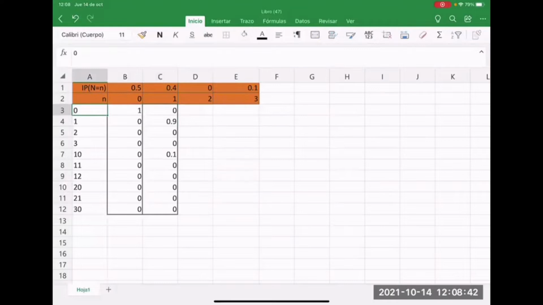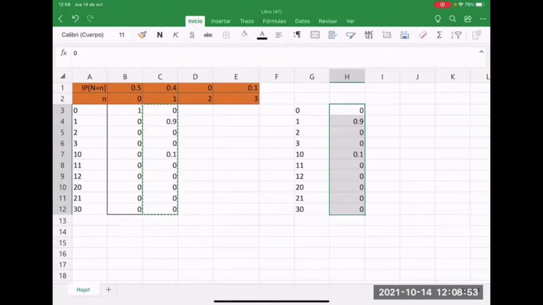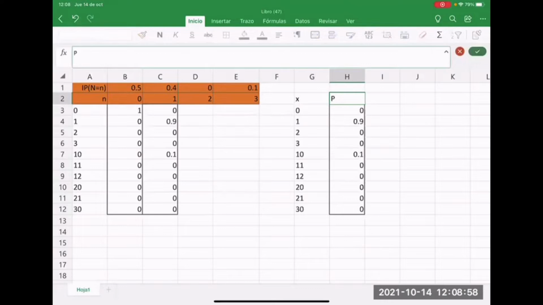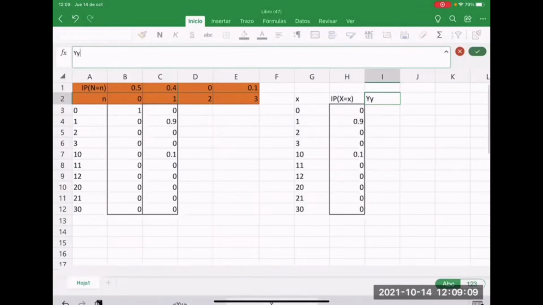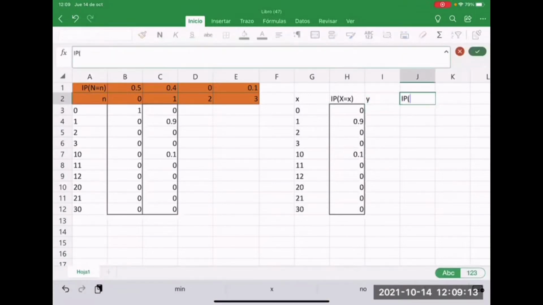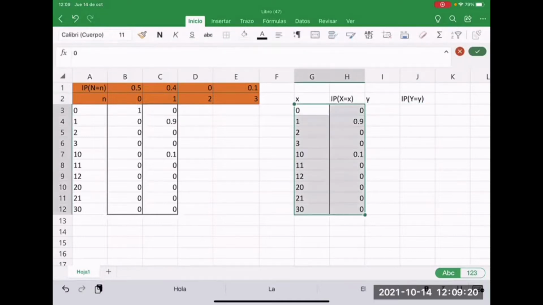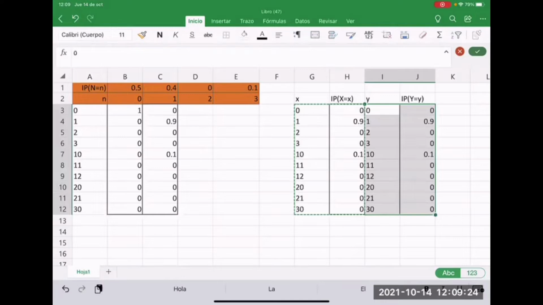Now, in order to do that, I will do a little trick. My trick will be this. Here I have the random variable X, and in here I have the probability that X equals x. So we also need a random variable Y, and we also need the probability that Y equals y. See? Now, happily, these two, X and Y, are just the same.